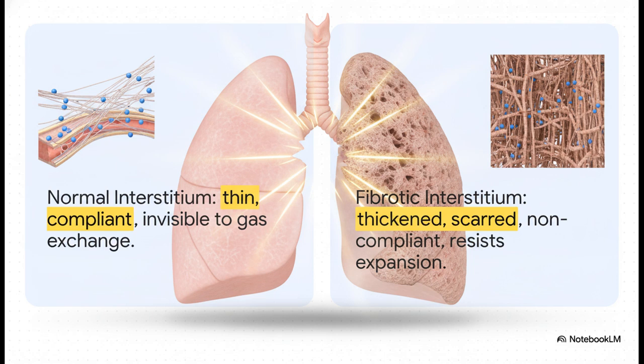Think about a healthy interstitium, that delicate little scaffold surrounding the alveoli. Normally, it's incredibly thin, super compliant, and essentially invisible to gas exchange. Oxygen and carbon dioxide just breeze right through it. But in ILD, that beautiful architecture gets completely wrecked by progressive scarring. The scaffold gets thick, scarred, and totally non-compliant. It literally resists expansion. And whether this happens because of chronic inflammation, an immune response, or just some totally idiopathic process, the physiological fallout is massive.